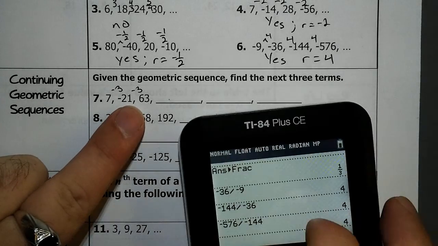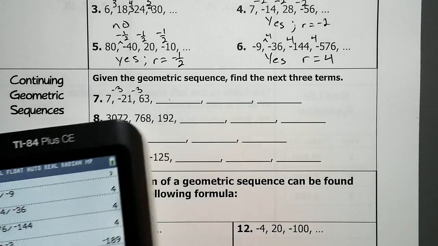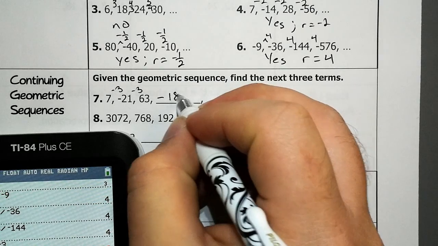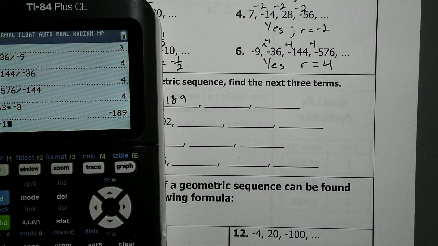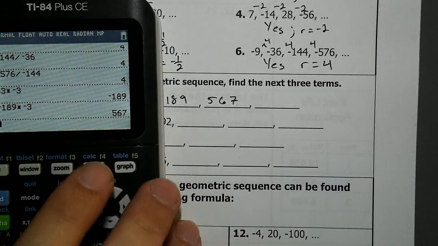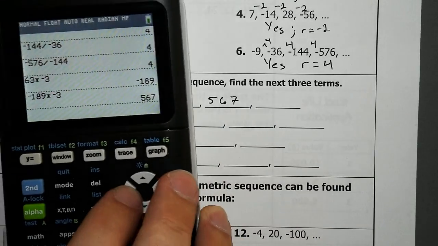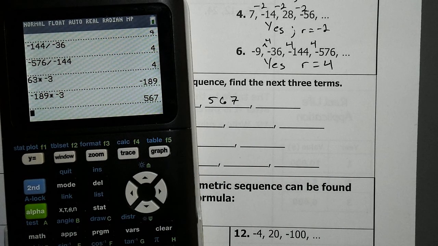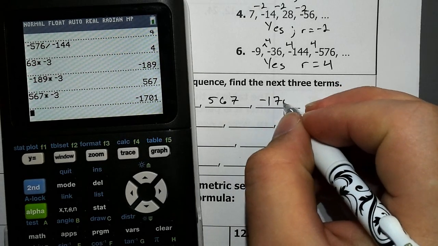So 63 times negative 3 will give me negative 189. Now we've got to take negative 189, multiply that by negative 3, and this will give me positive 567. So remember, since this one had a negative ratio, every other one is going to be positive and negative. And then 567 times negative 3 gives me negative 1,701.